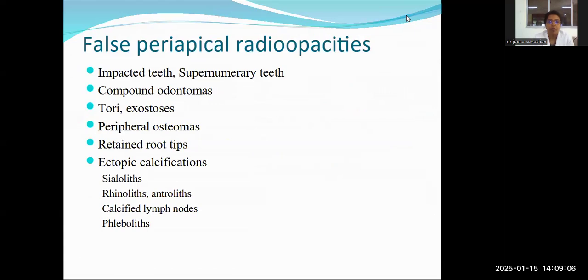Now coming to false periapical radiopacities, we have impacted teeth, supernumerary teeth, compound odontomas, tori, exostosis, peripheral osteomas, retained root tips, and ectopic calcifications, which may be sialoliths, that is salivary stones, rhinoliths and antroliths that are present in the nasal cavity, calcified lymph nodes, and phleboliths that are present in the blood vessels or veins.